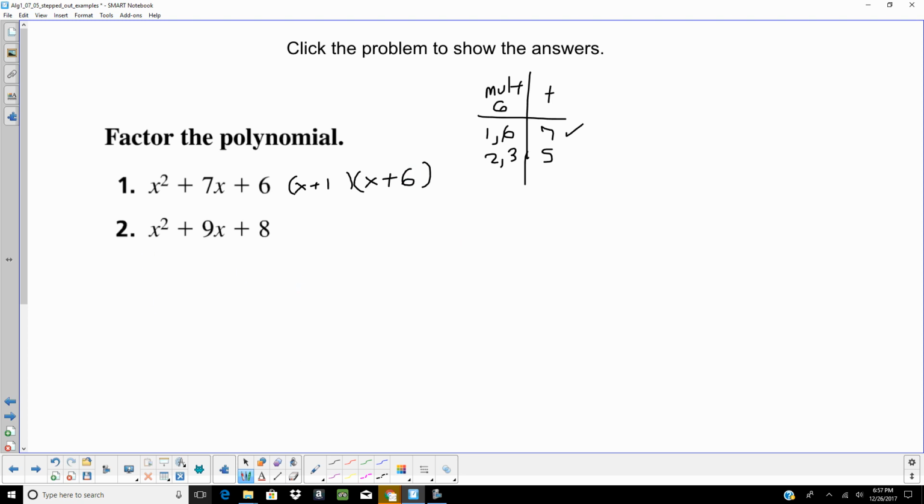On number 2, I'm looking for two numbers that multiply to 8, add to 9. They are 1 and 8.